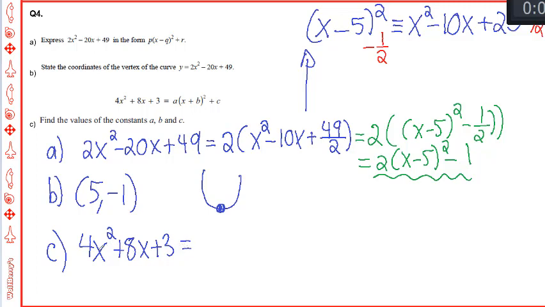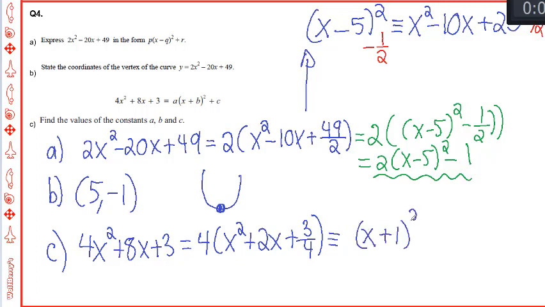So the first thing we do is we take out a common factor, which is the number next to the x squared. So divide everything by 4. So we have 4, open bracket, x squared plus 2x plus 3 over 4. Don't worry if you have a fraction, we had one here as well, because that doesn't divide by 4. Then we look at this here. Half it and make the square. So it becomes x plus 1, because half of that is 1, all squared.